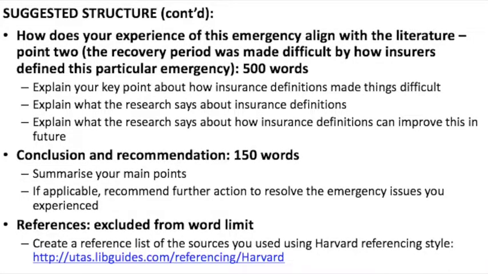Again, the second point here on the second slide, how does your experience of this emergency align with the literature? Point 2. For example, the recovery period was made difficult by how insurers defined this particular emergency, which is the second point that I made in the introduction on the previous slide. Explain your key point about how the insurance definitions made things difficult. Explain what the research says about insurance definitions. Explain what the research says about how insurance definitions can improve. It's really totally up to you how you structure this.